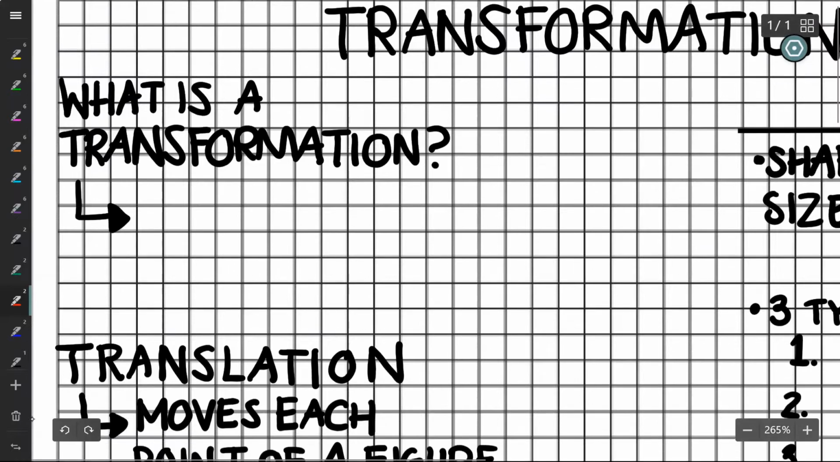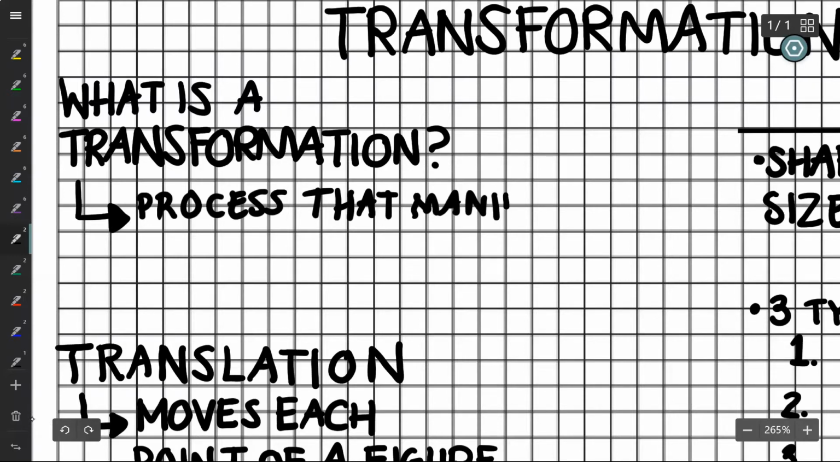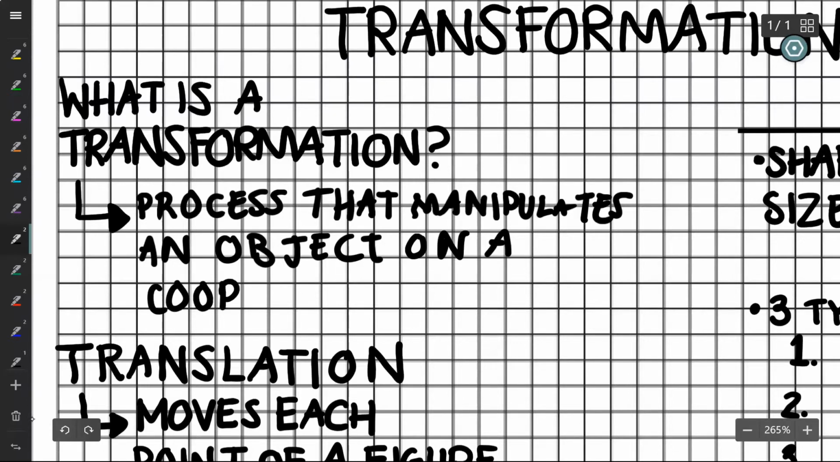So first and foremost, what is a transformation? A transformation is just a process that manipulates an object on a coordinate plane, which is a plane with an x and y axis, or a graph. That's how we're used to referring to it, but it's called a coordinate plane.